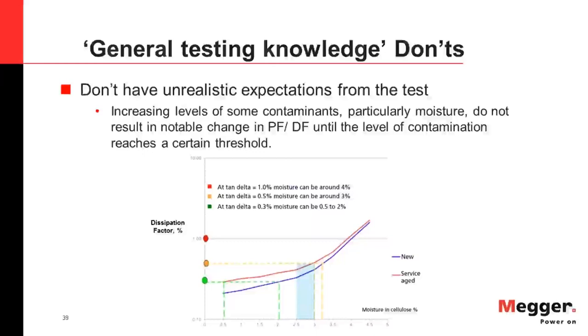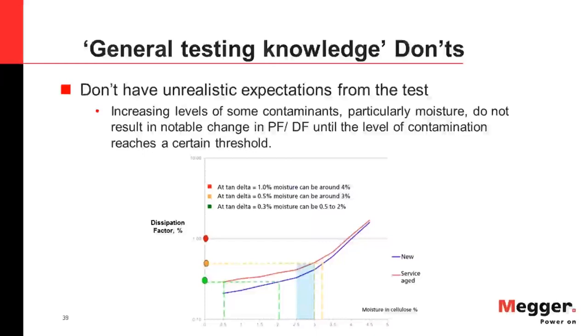On the y-axis, we have dissipation factor at 50 hertz plotted on a logarithmic scale. You can see the red bubble is at 1% dissipation factor. Just to give you some reference, the green bubble is 0.3% and the orange bubble is at 0.5% on this y-axis. On the x-axis, we have the percent moisture in cellulose plotted. And we are looking at dissipation factor for a new transformer in blue and a service age transformer in red as they become increasingly contaminated with moisture.